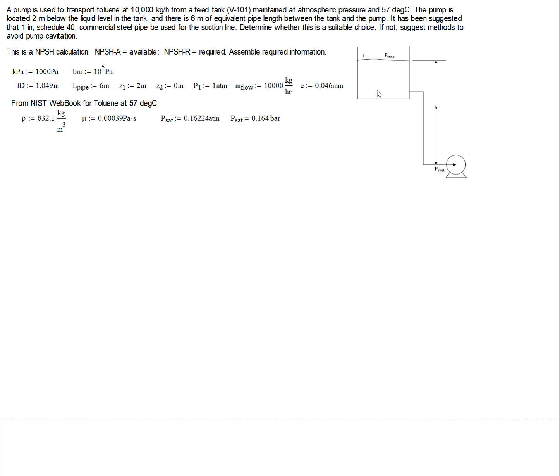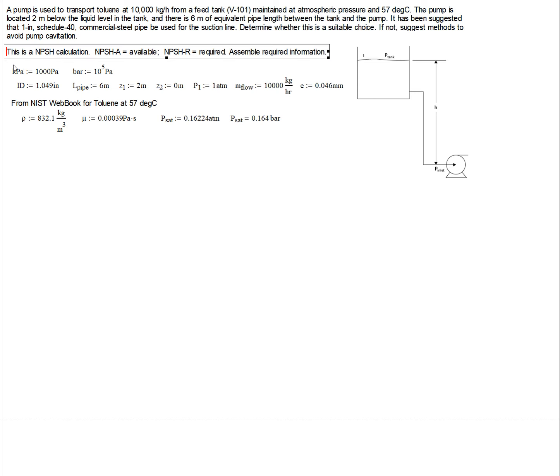So here's our system. We've got a pump pumping toluene, and it is located 2 meters below the liquid level, with 6 meters of equivalent pipe length. That 6 meters of equivalent pipe length is going to take into account any head losses due to friction and any kind of fittings.